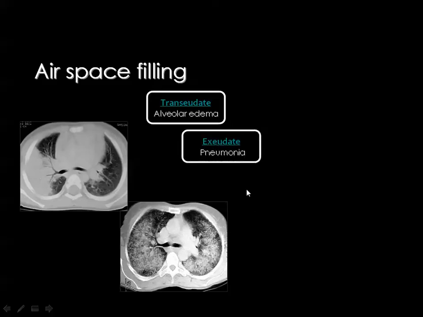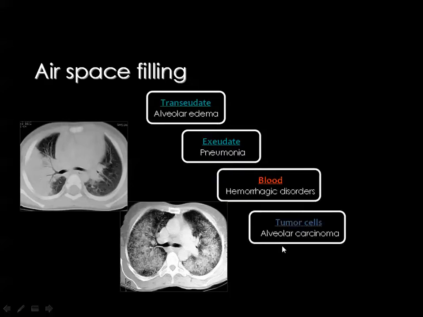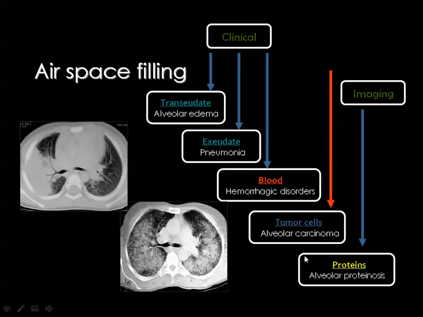If you remove air and put exudate, this is pneumonia. You put blood, and this is hemorrhagic lung disorders. You put tumor cells, and this is alveolar cell carcinoma, and you put proteins, and this is alveolar proteinosis. Actually, most of these lesions occur in the diffuse pattern, and they will be discussed in full details in the topic of diffuse lung disease.